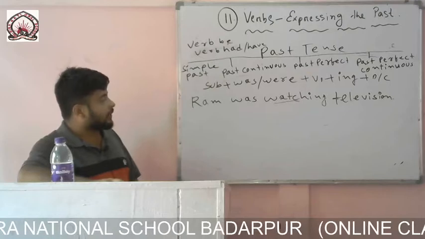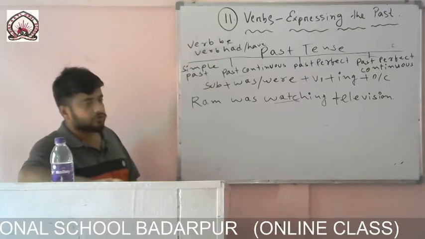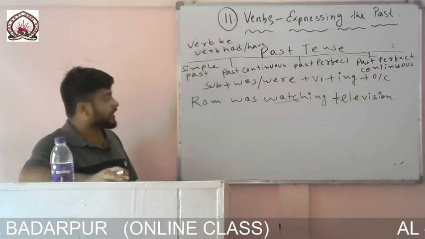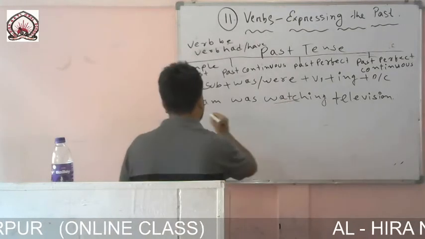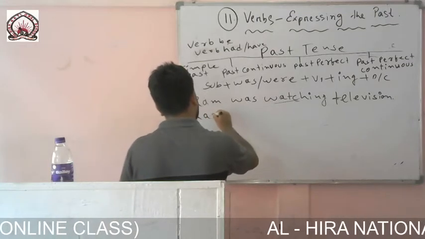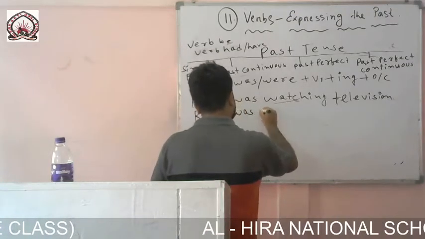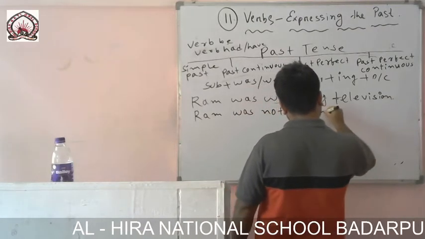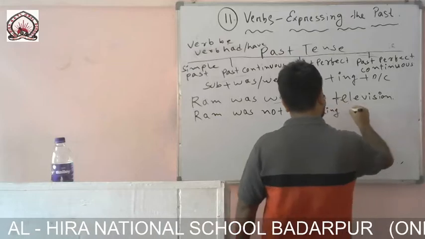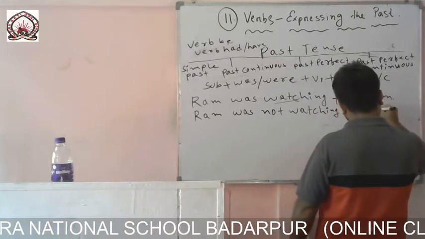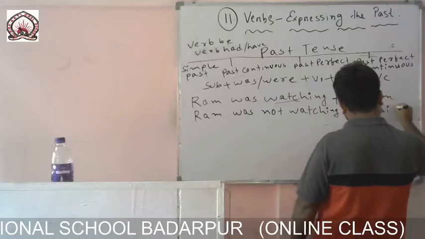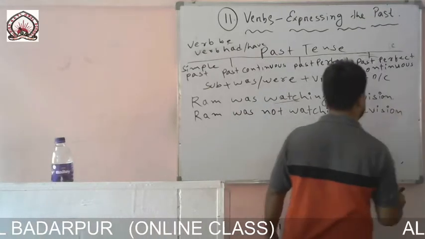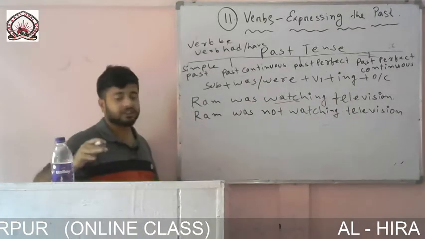Now, Ram was watching television. If we want to change it to negative, how do we change it? Ram was not watching television. After the auxiliary verb we have to write not. Ram was not watching television.